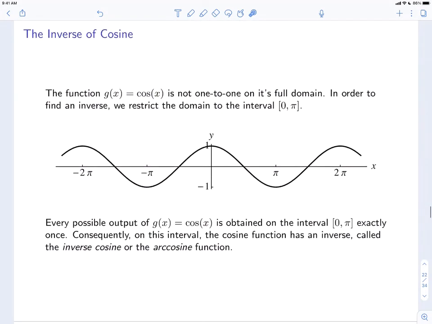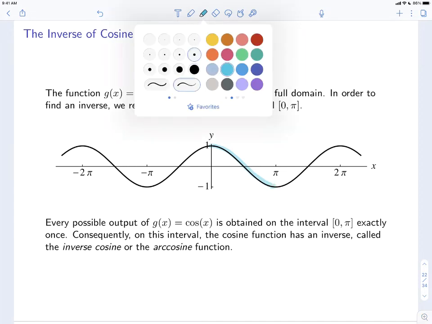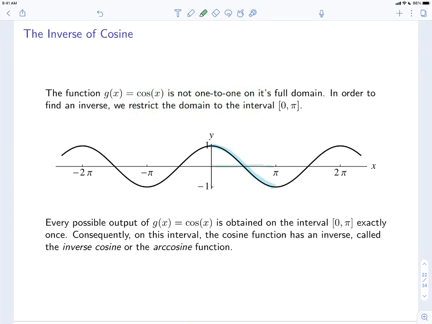We can do the same sort of thing with cosine. So the function g at x equals cosine of x, of course, is not one-to-one, it's periodic. So again, we need to restrict the domain to a portion where it is one-to-one. And we restrict it to the domain 0 to pi. So that gives you just this bit of the graph right here. So the restricted domain is from 0 to pi.